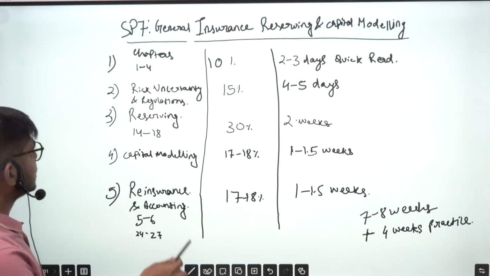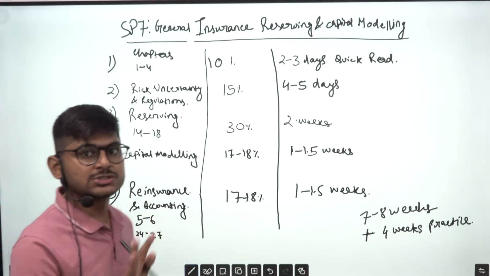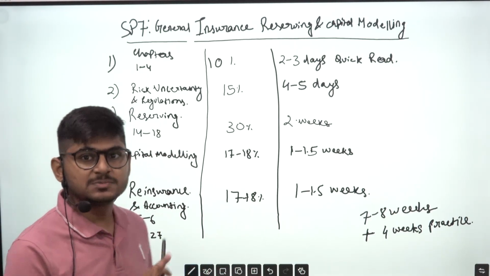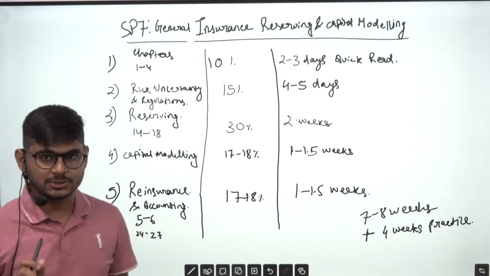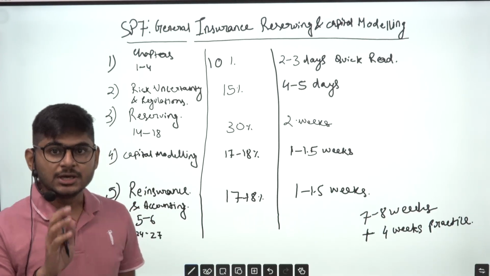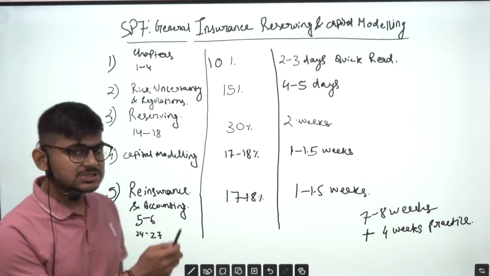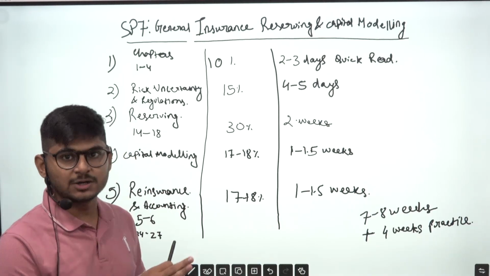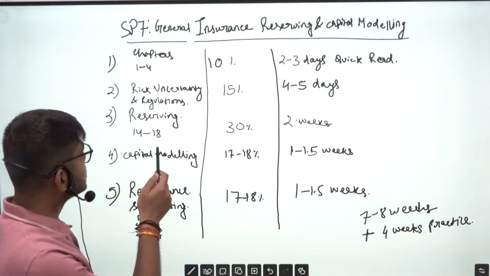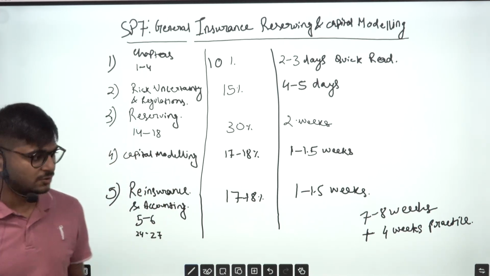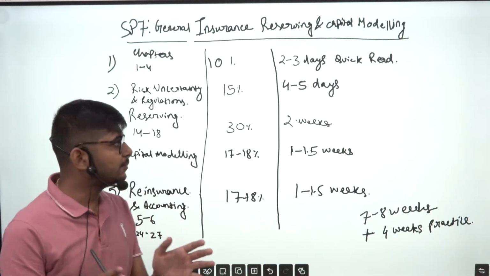First things first, let's understand what the course is all about. As you can see, SP7 is the general insurance paper. There are two papers for general insurance, the specialist papers SP7 and SP8. SP7 is the first paper, which deals with the reserving part of it. The paper is named Reserving and Capital Modeling. So there are two parts of it, the reserving part and the capital modeling part.